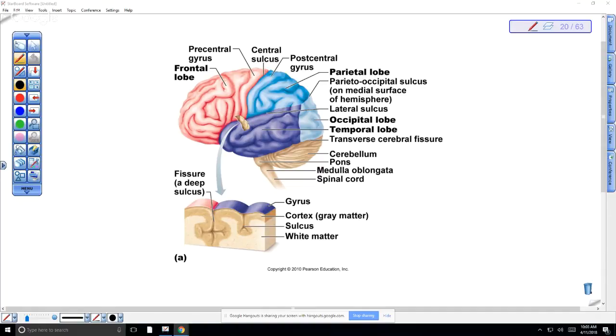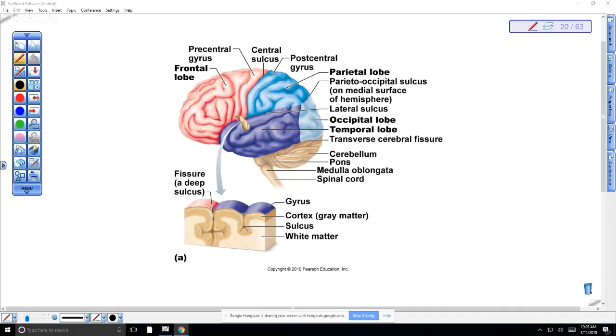So why do we have these convolutions? What did we describe? What was the basis for those convolutions? What does that allow for? Yes, and so if it didn't have convolutions, there would be less surface area. So the convolutions actually increase the surface area over which we can have these cell bodies. So we talked about how mammals tend to have convolutions in their brain, whereas non-mammals do not.